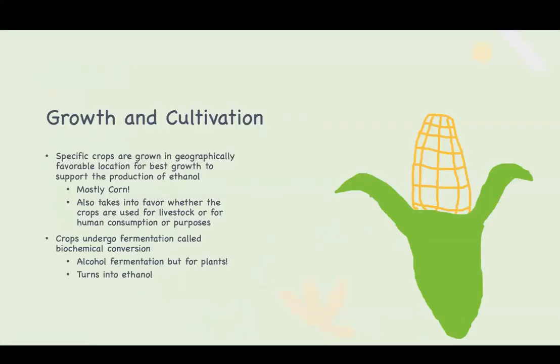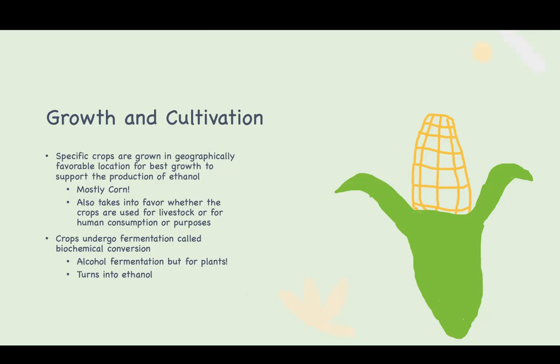Growth and cultivation. Specific crops are grown in geographically favorable locations for the best growth and to support the production of ethanol. We want the best crops going in. So basically, ethanol is mostly made of corn, but like I said before, it is also made of different biological materials such as grass, algae, trees, and much more.